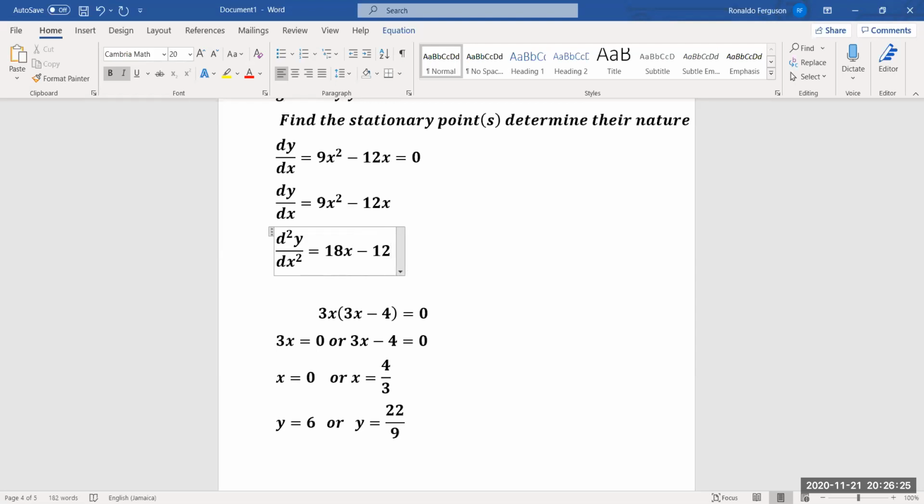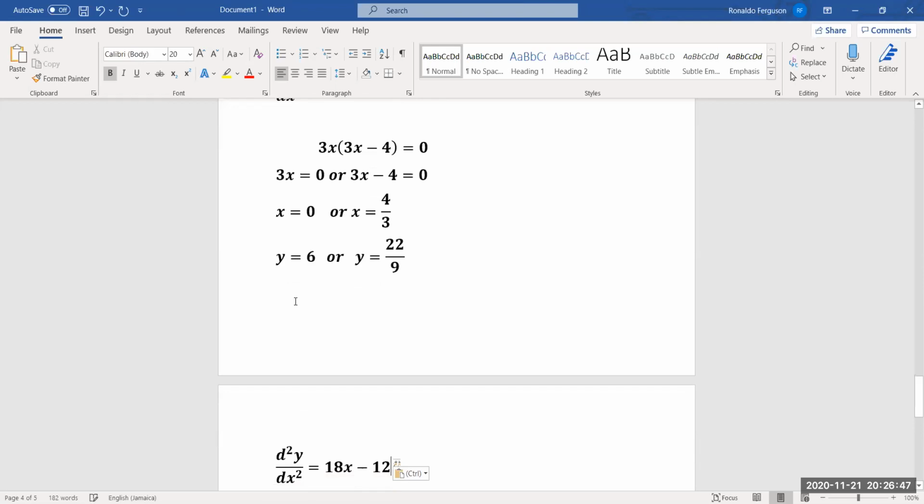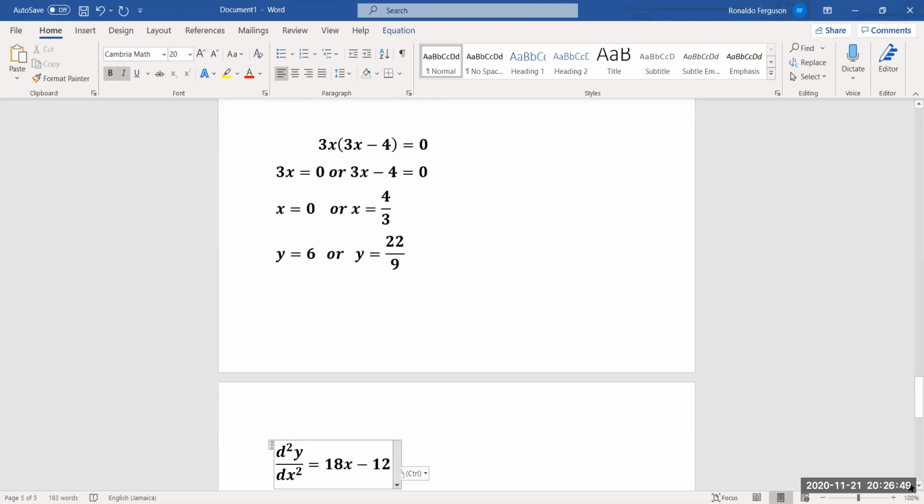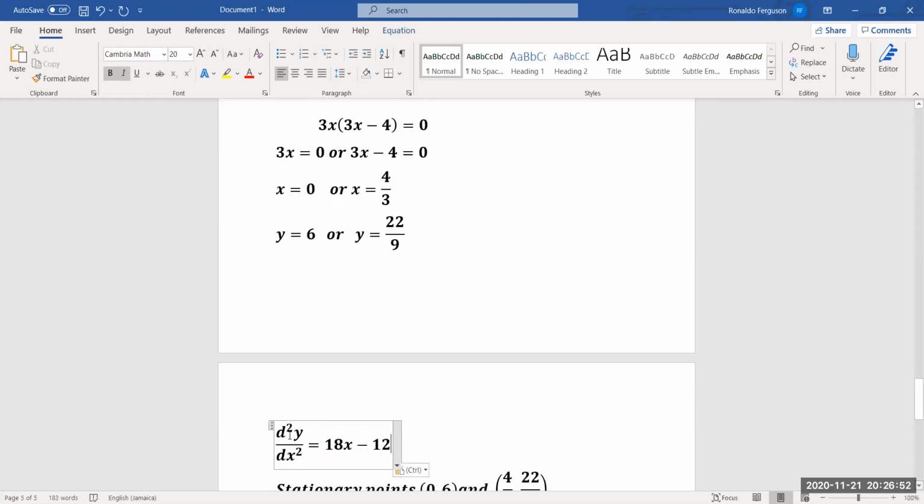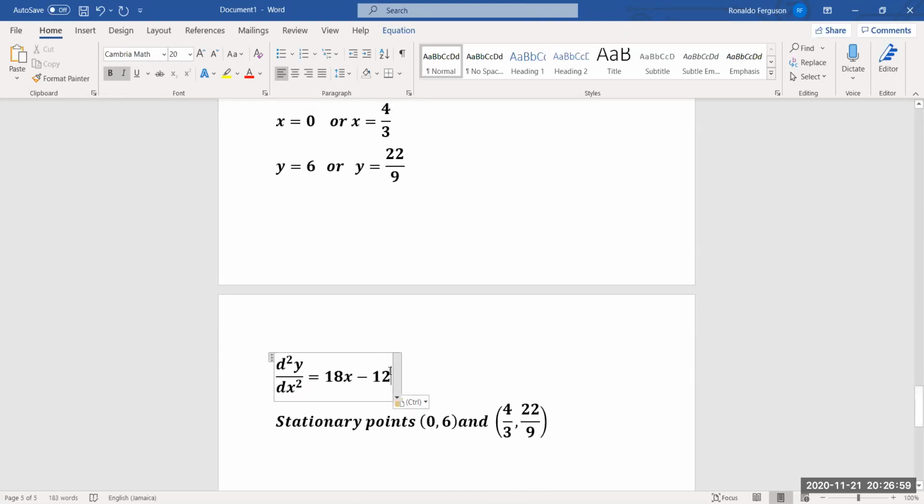So now this is the second derivative. Now let's determine which of these are maximum and minimum points. So d2y by dx squared is 18x minus 12. What you're going to do is plug in, let's look at this stationary point first at 0, 6. So let's plug in when x is 0 at this point. The stationary points are 0, 6, we know that. Let's determine their nature.